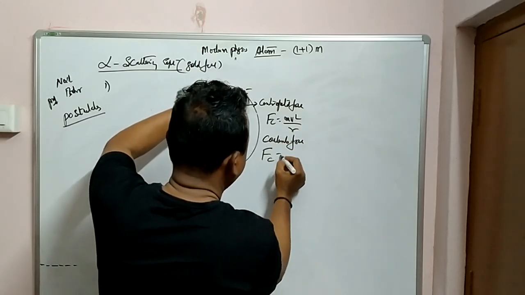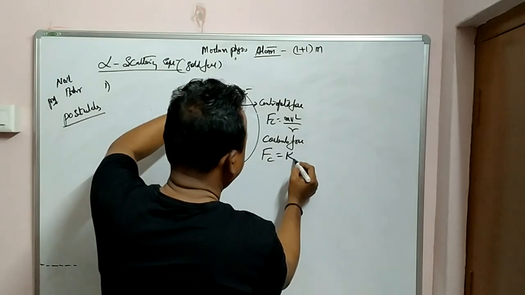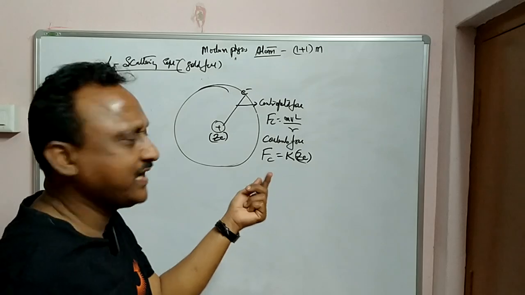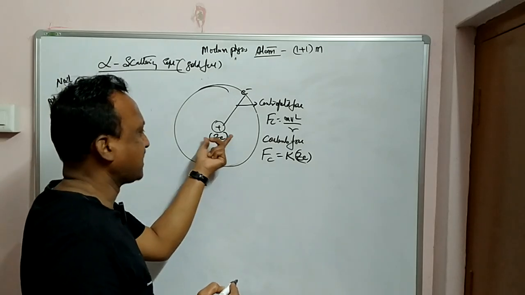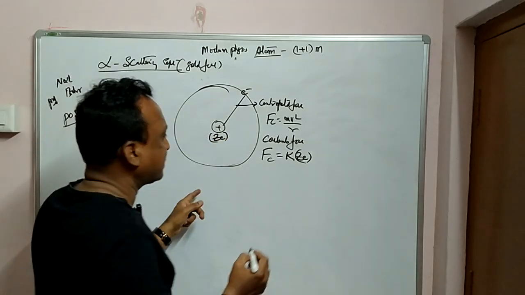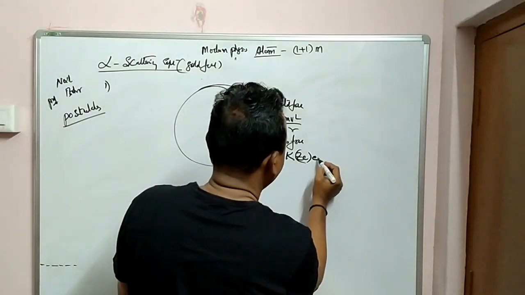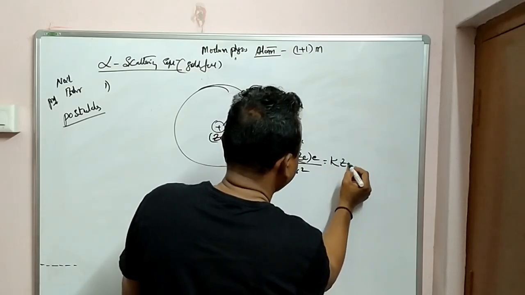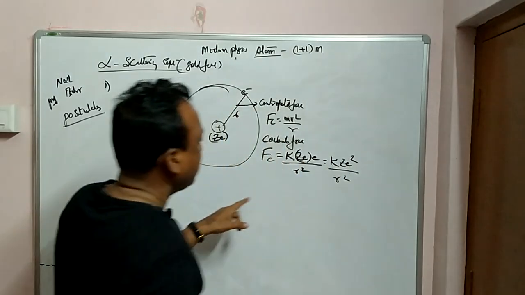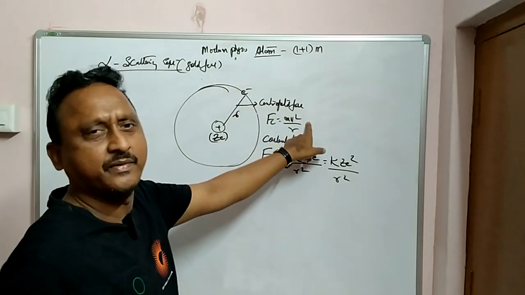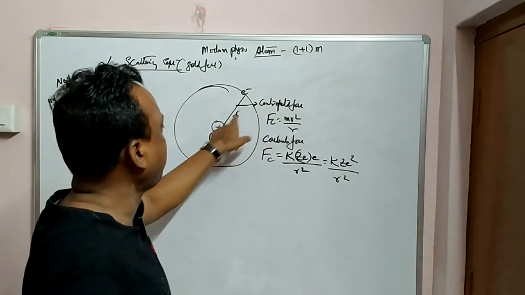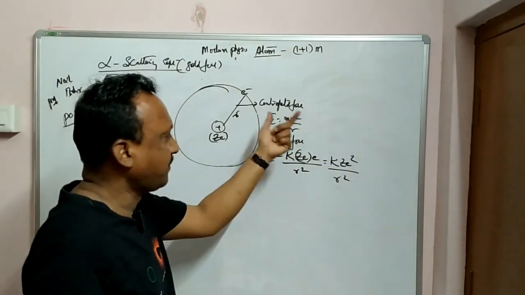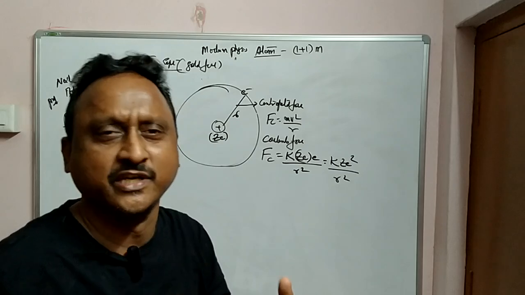We all know what Coulomb's force is? It is an attractive force, that is K Q1 Q2 by r square. Here Q1 is the nucleus charge Ze, where Z is the atomic number and e is the charge. So ZE into e, by distance r square, is equal to K Ze square by r square. So this Coulomb force is balanced by the centripetal force, which stops the electron from falling into the nucleus, please.